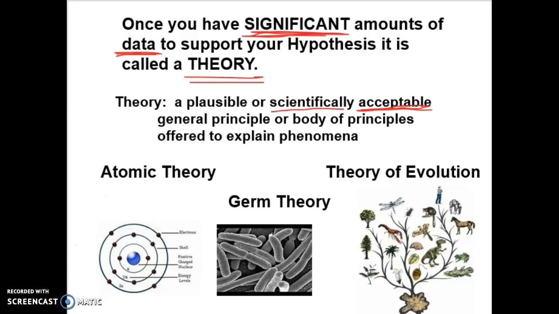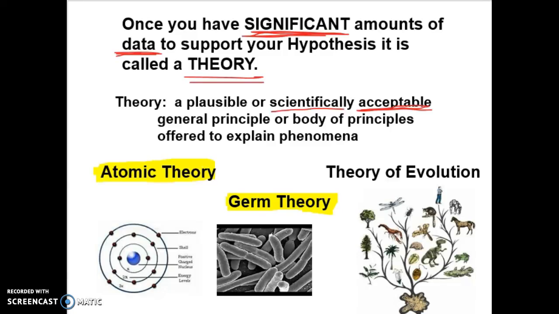So things like the atomic theory. We have data to support this. Run experiments. And we have the atomic theory. The germ theory. This is what your doctor uses to figure out why you're sick, what to do to cure you, why we have a new flu vaccine coming out every year, how to cure and combat disease and illness and things that cause us to be sick. That's the germ theory. It's not a guess.